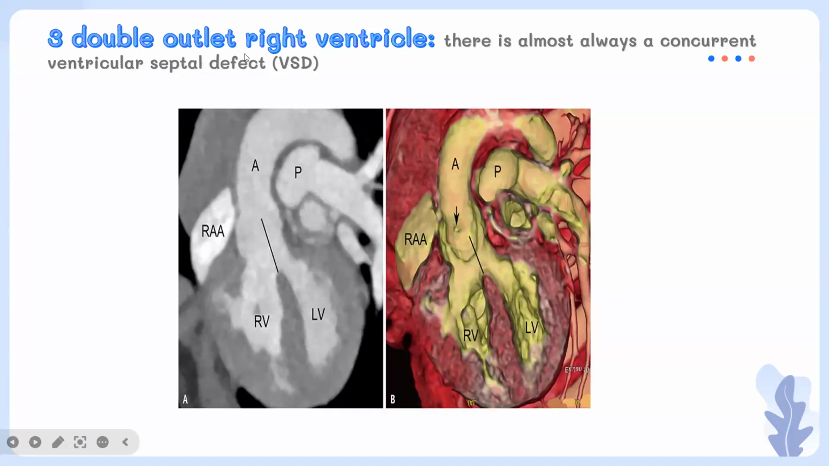Third, double outlet right ventricle. In this case, showing the aorta and pulmonary artery arising from the right ventricle. Double outlet right ventricle is almost always associated with VSD, and is differentiated from TOF by the overriding of more than 50% toward the right ventricle.